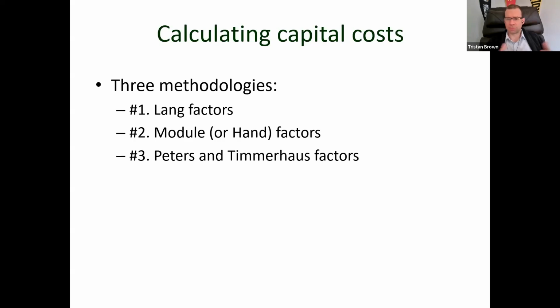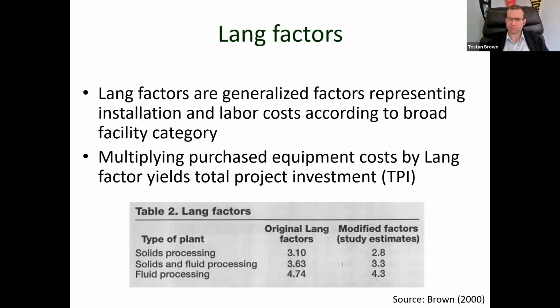All right, so when it comes to calculating the capital cost, there's three main methodologies that we see. And so just briefly go over these because they are different. And this is going to have a pretty big impact on what your result is, but you will see all three of them if you study the literature enough. You have Lang factors, you have what's termed module, also known as hand factors, and then you have the Peters and Timmerhouse factors. And each one's used different ways, but they have their pros and cons to each one.